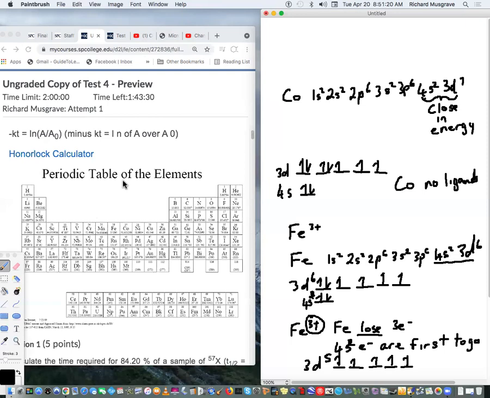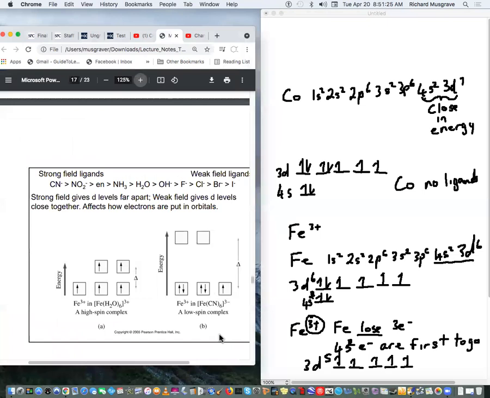All right, let me go back to here. The difference in these d orbitals when they're split is going to be entirely determined by the ligand. And that's where this list comes into play. We've got two kinds of ligands. They're called strong field and weak field. The strong field ligands are down the left end, and the demarcation point, I believe, is between the N and the water. So these are strong field and these are weak field down here.